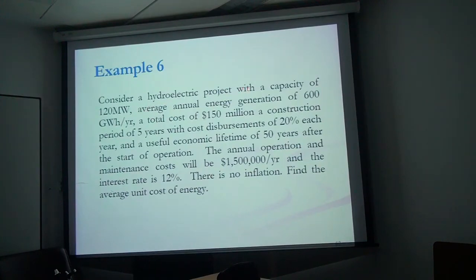Consider a hydroelectric project with a capacity of 120 megawatt, average annual energy generation of 600 gigawatt hour per year, a total cost of $150 million, a construction period of 5 years with cost disbursements of 20% each year, and a useful economic lifetime of 50 years after the start of operation. The annual operation and maintenance cost will be $1.5 million and the interest rate is 12%. There is no inflation. Find the average unit cost of energy.